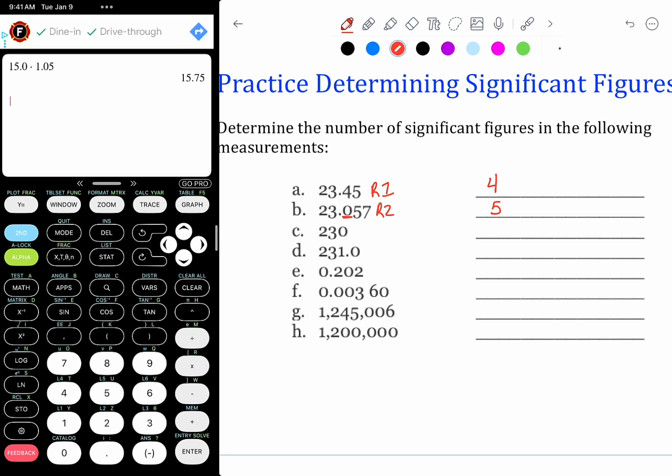Our next number, 230, is ambiguous, so this could be 2 or 3. We would need more information. Our next value is 231.0. Because that 0 comes after the decimal place, this falls under Rule 4. So this has 4 significant digits.